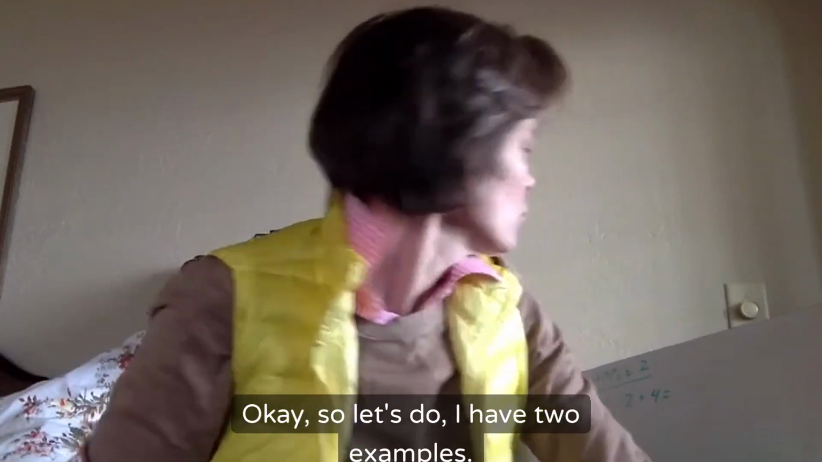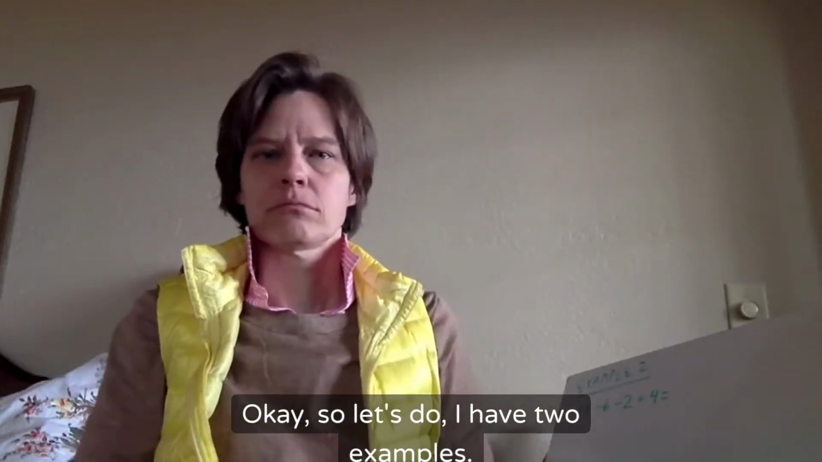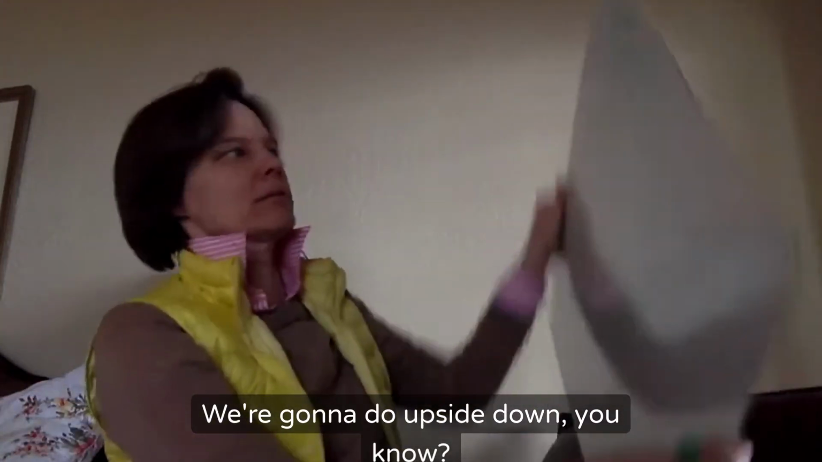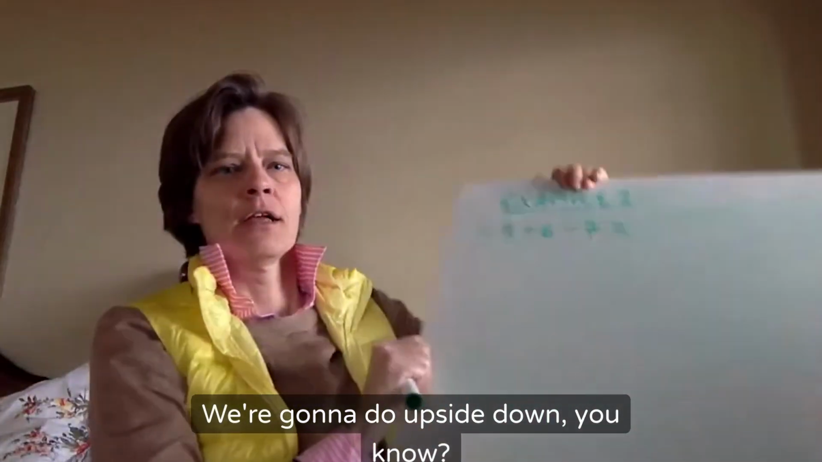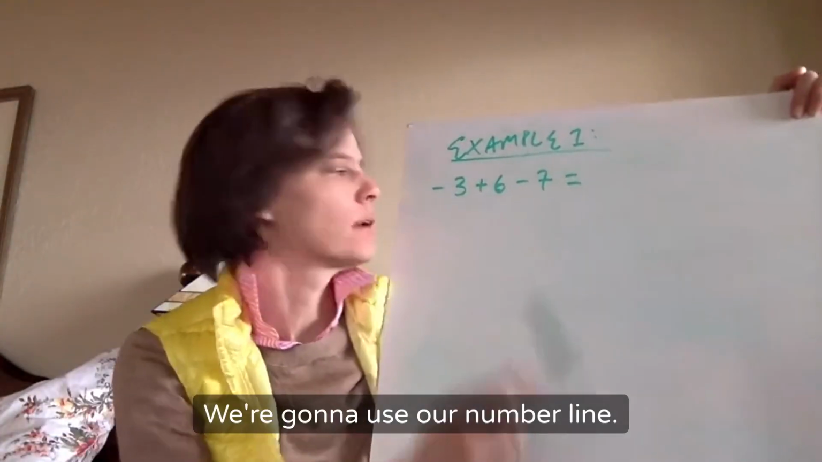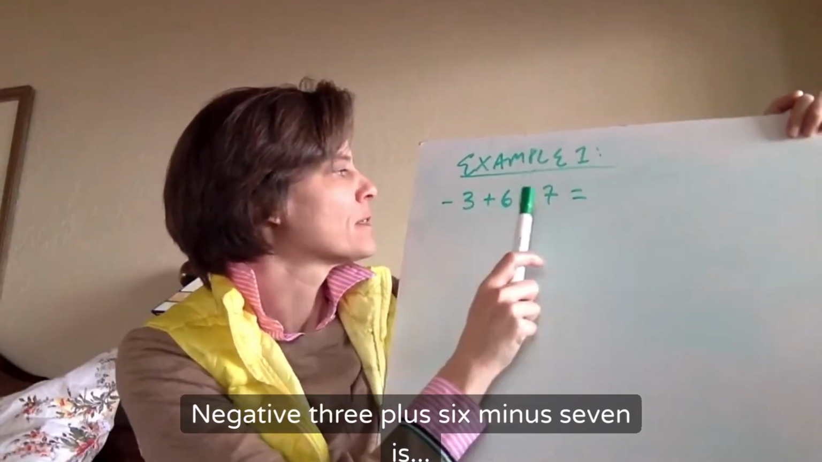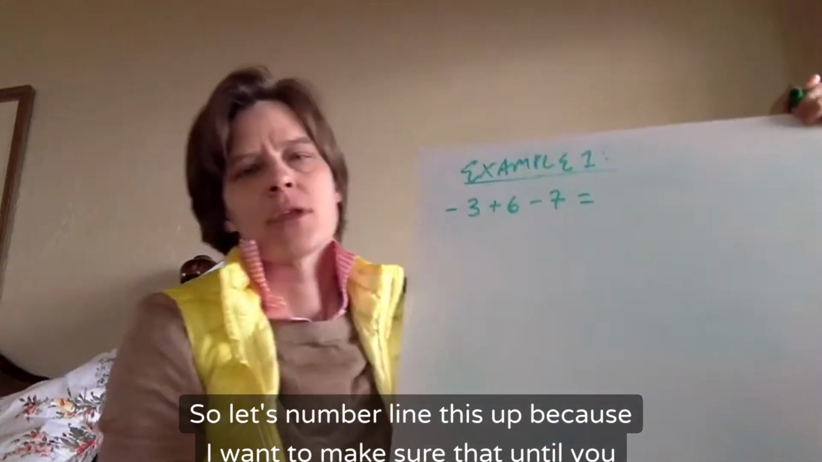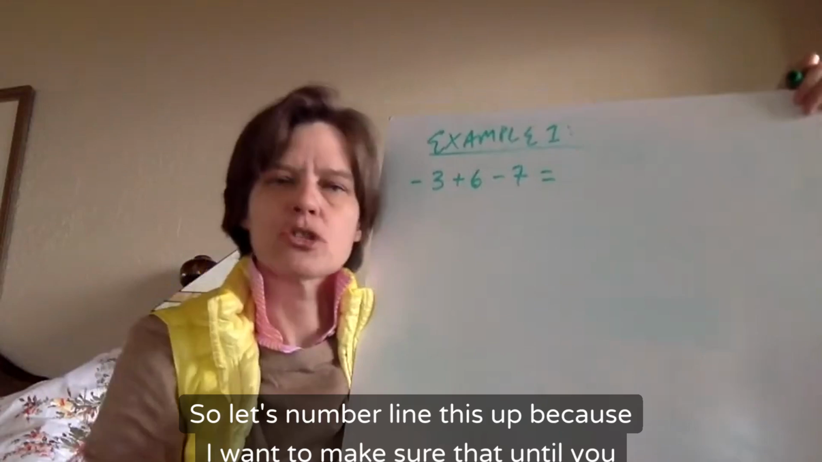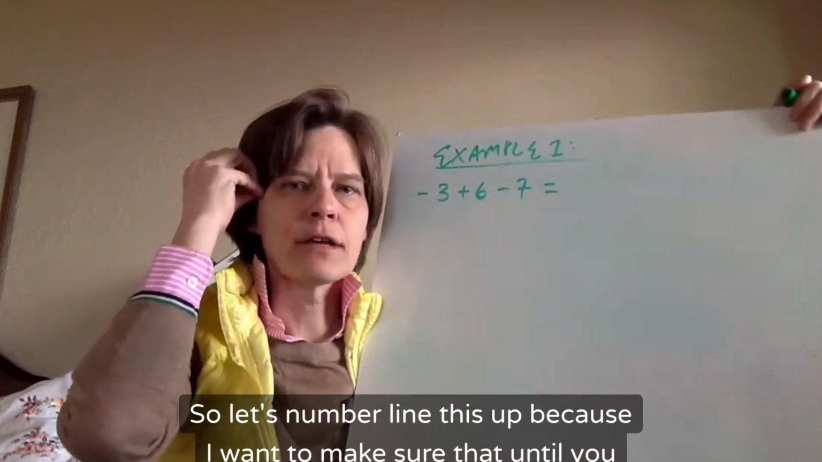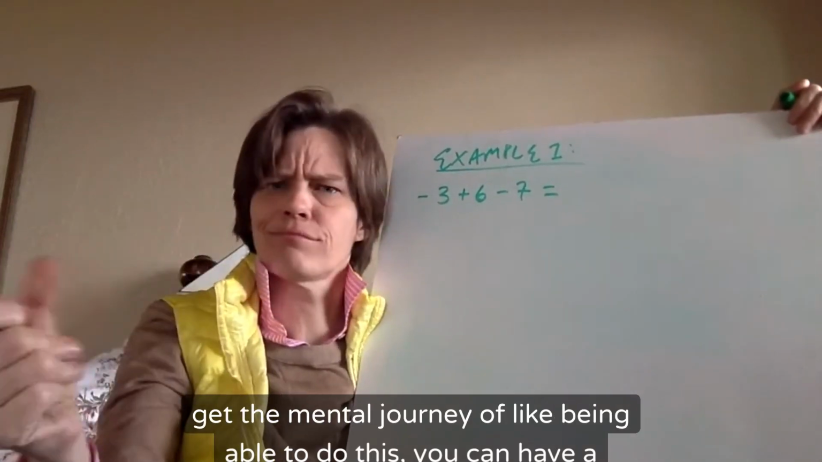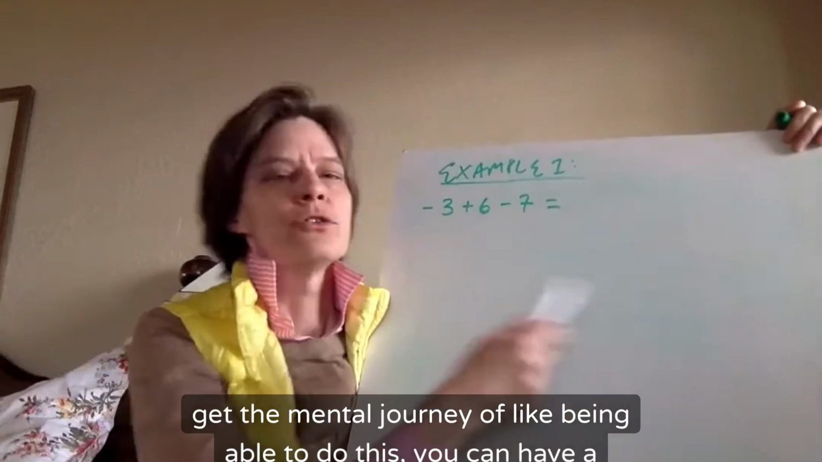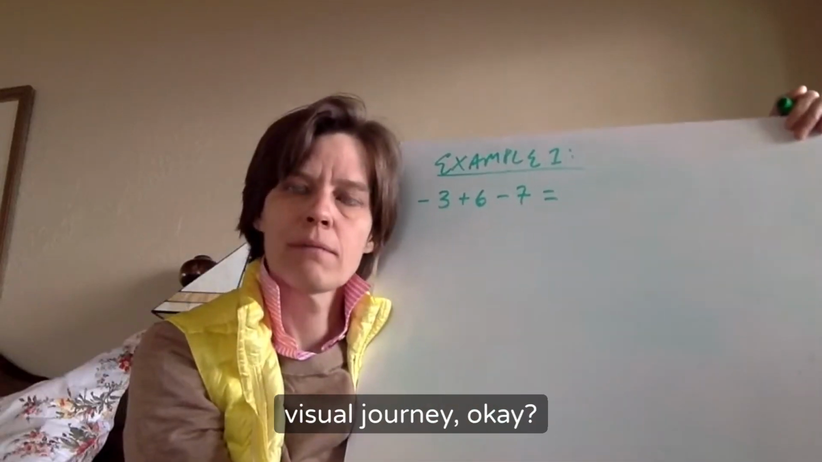Okay, so I have 2 examples. Just 2. We're going to do upside down, okay, we're going to use our number line. -3 plus 6 minus 7 is... So let's number line this up because I want to make sure that until you get the mental journey of being able to do this, you can have a visual journey, okay?